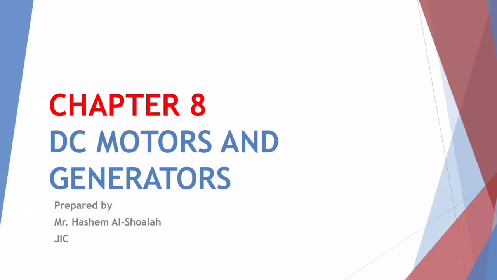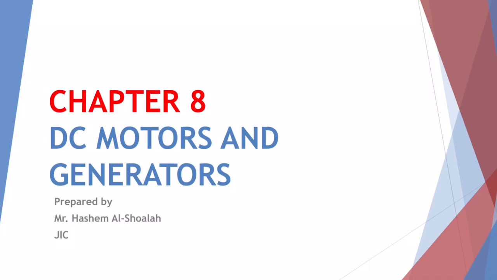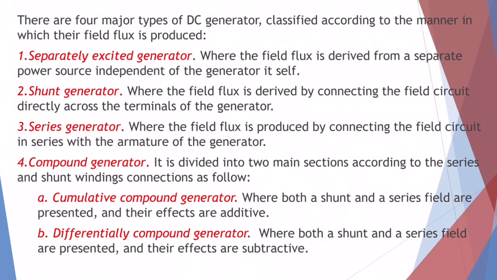Hello guys, we're going to start a new chapter, which is chapter 8, DC motors and generators. There are four major types of DC generator, classified according to the manner in which their field flux is produced.